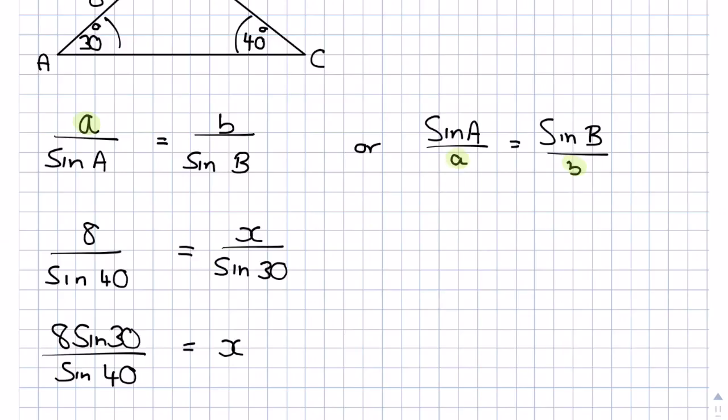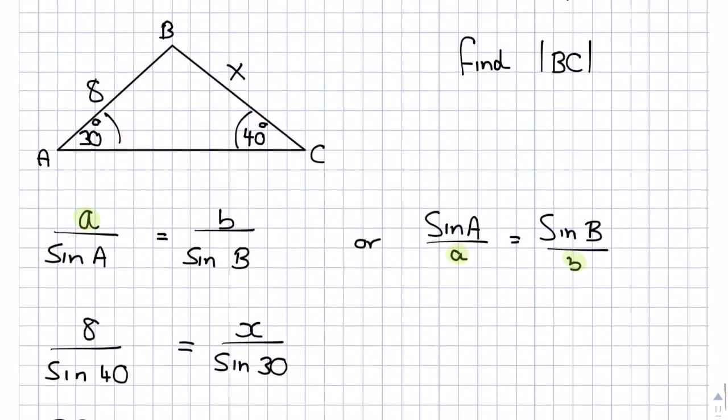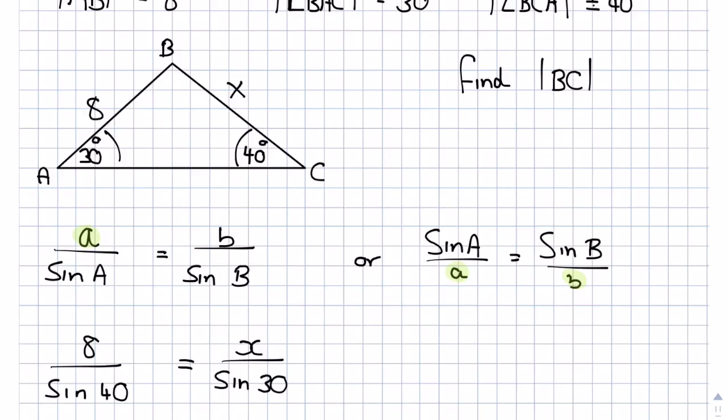Okay, so that's using the sine rule when we want to find the length of one of the sides of a triangle. You might be saying, sure, I could just use Pythagoras' theorem, but remember this is not a right-angled triangle, so I can't use Pythagoras' theorem to help me find the length of x. So that's why the sine rule is so useful to us.